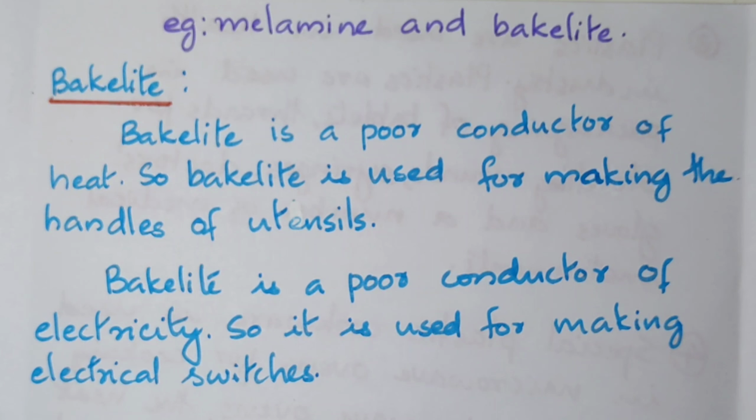Bakelite. Bakelite is a poor conductor of heat, so Bakelite is used for making the handles of utensils. Bakelite is a poor conductor of electricity, so it is used for making electrical switches.